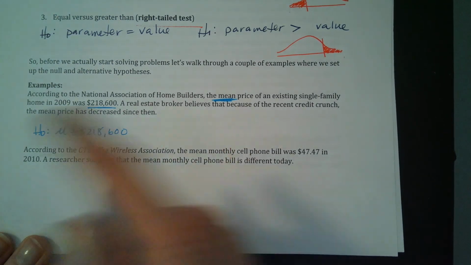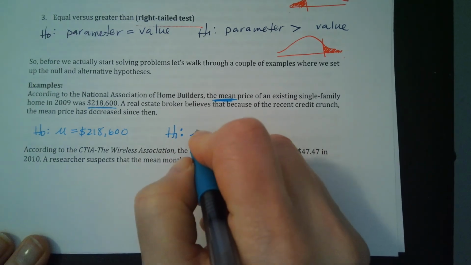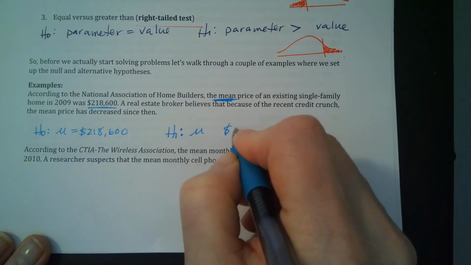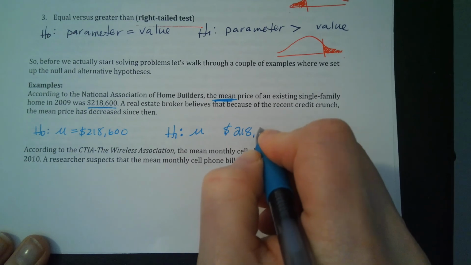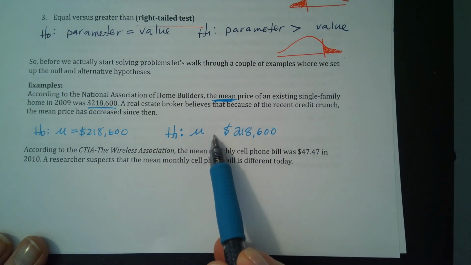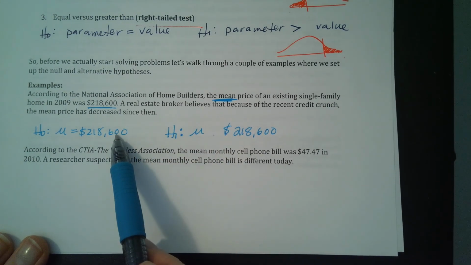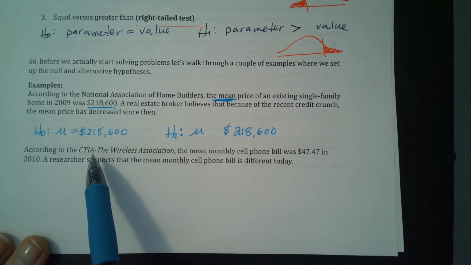We are trying to prove otherwise. So in our alternate, we're trying to prove that the mean is something different than $218,000. The question is, what sign is going to go in there? Are we trying to prove that it simply is just not that amount? Are we trying to prove that it's more? Or are we trying to prove that it's less?